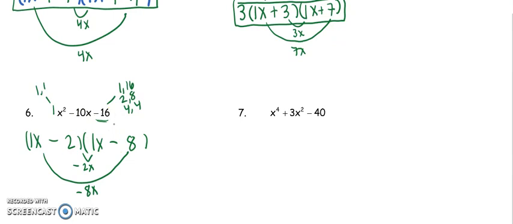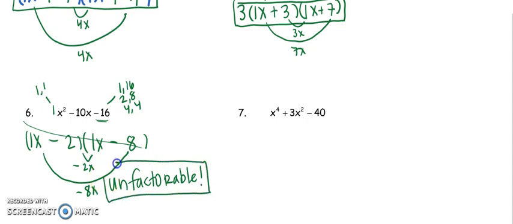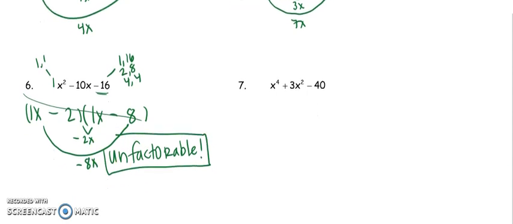It is not. And if I put 4 and 4 here, it's not going to add to give me 10, and 1 and 16 won't add to give me 10. So this actually does not work. This is unfactorable. Told you, it happens sometimes. You have to double check your work. Unfactorable.